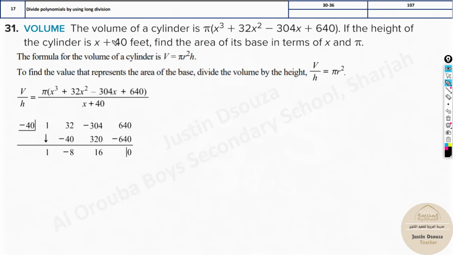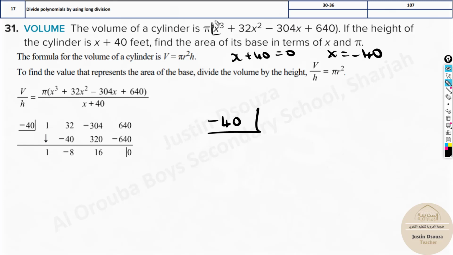First thing, this term is there, right? X plus 40, make it equal to 0. What is x equal to? Minus 40. This is the first thing you have to do. That is the divisor here, minus 40. Now pi is taken out common, let it be outside, and at the end we can multiply. Now write the coefficients.